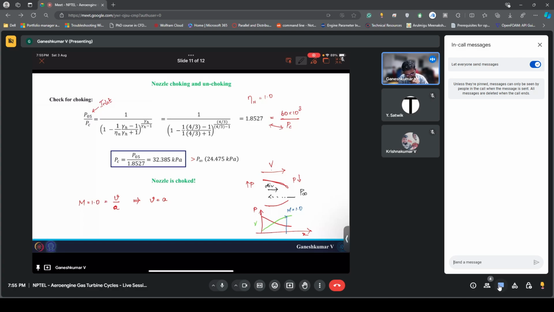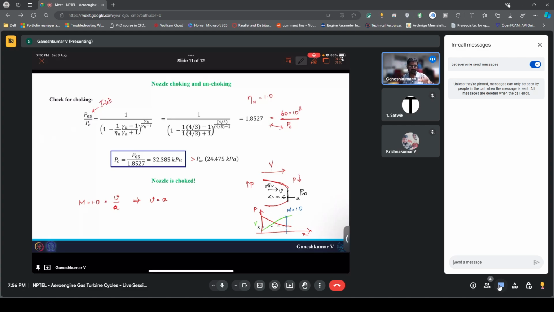But all this information travels at velocity a. And the flow velocity has now reached a here. So the rate at which the information is traveling is the same as the rate at which I'm moving. So the fluid will never know that there is a P infinity. That's why it will expand till Pc, and it will stay there. In the diverging portion, Pc will continue to decrease and velocity will continue to increase.